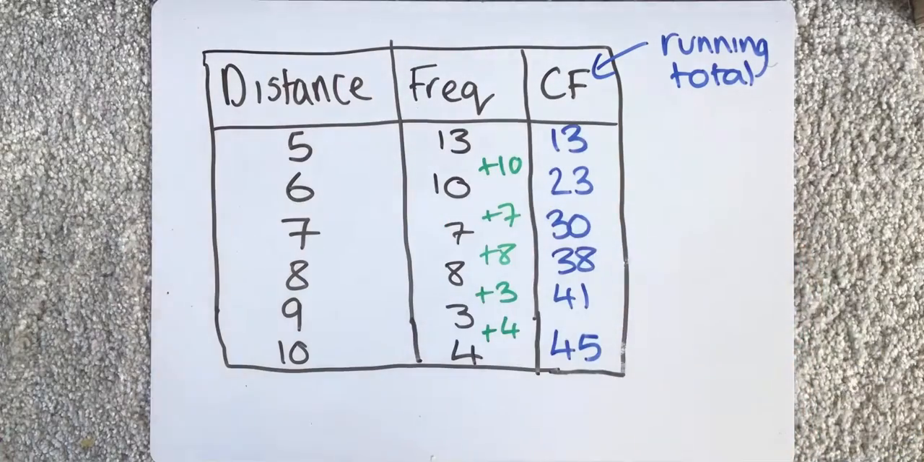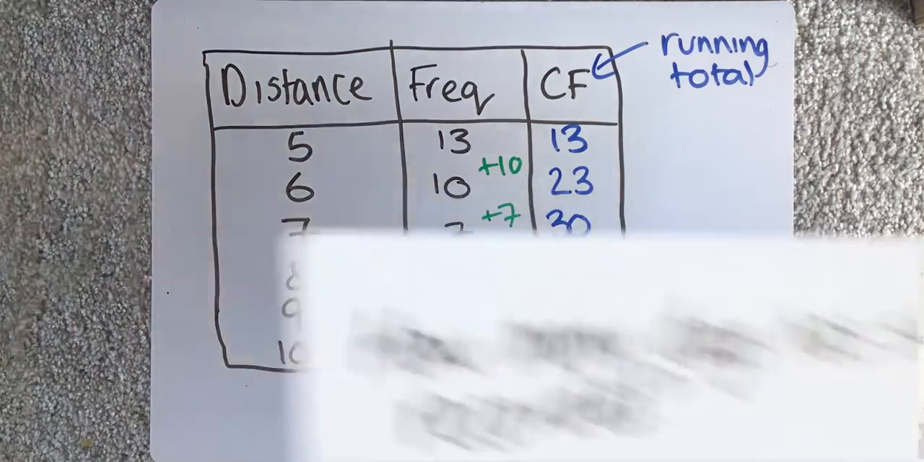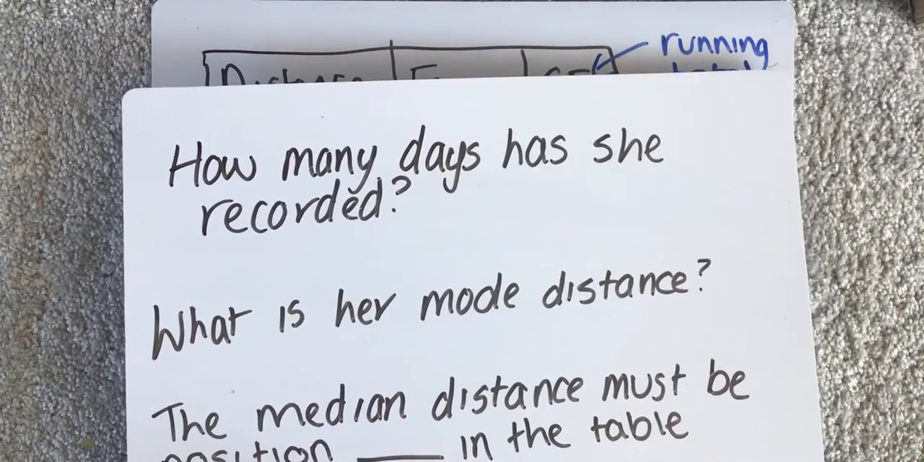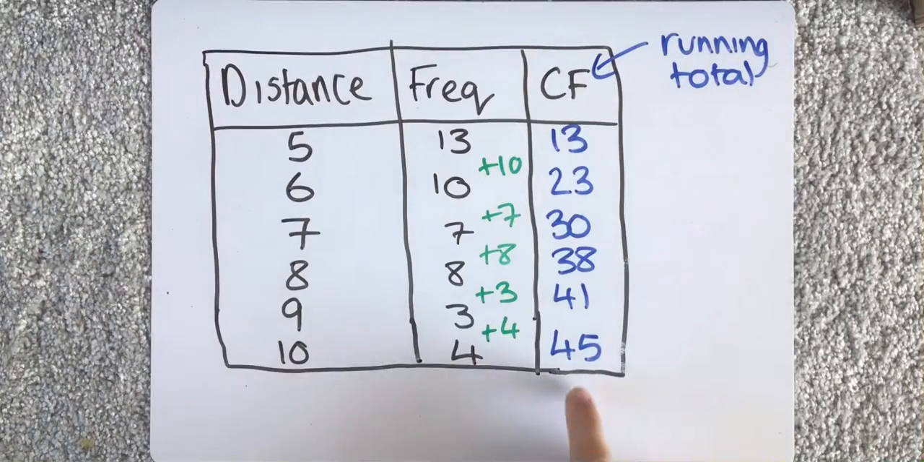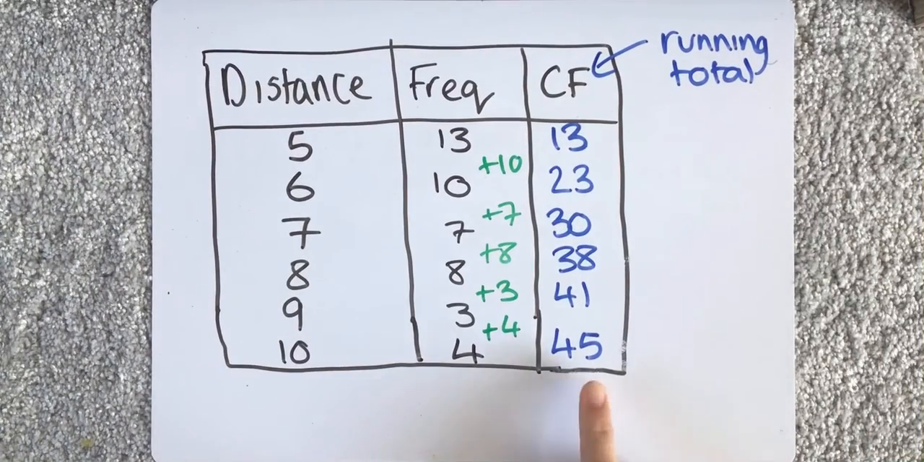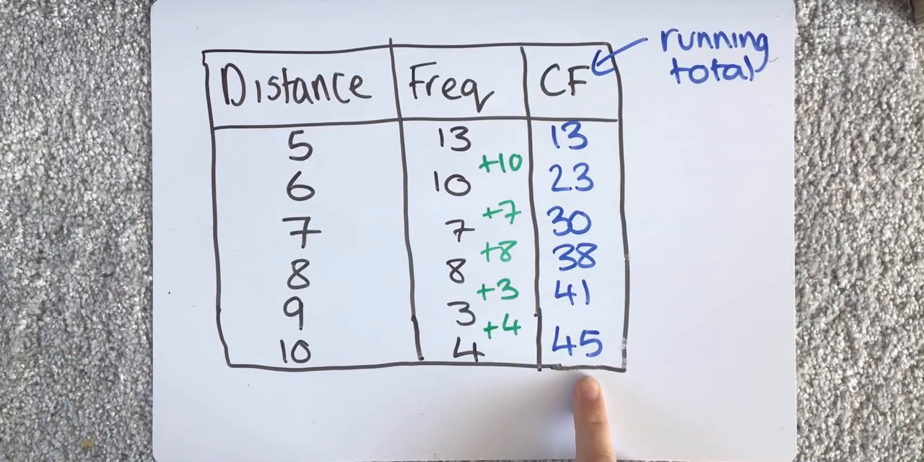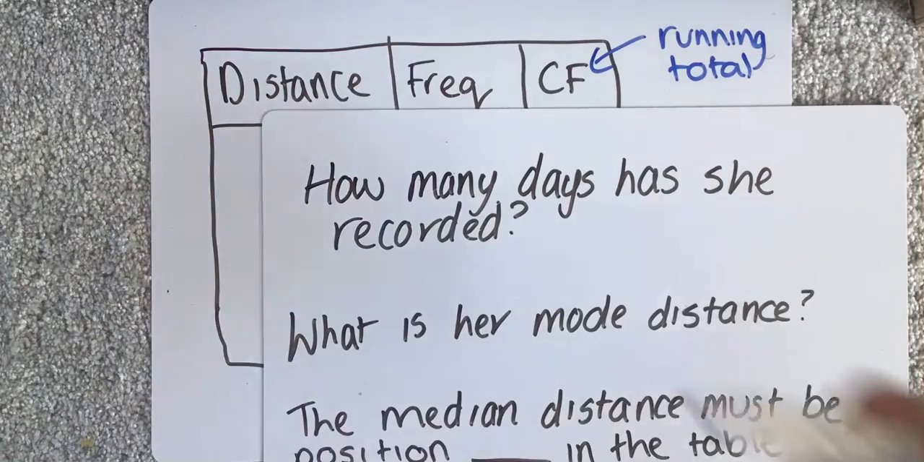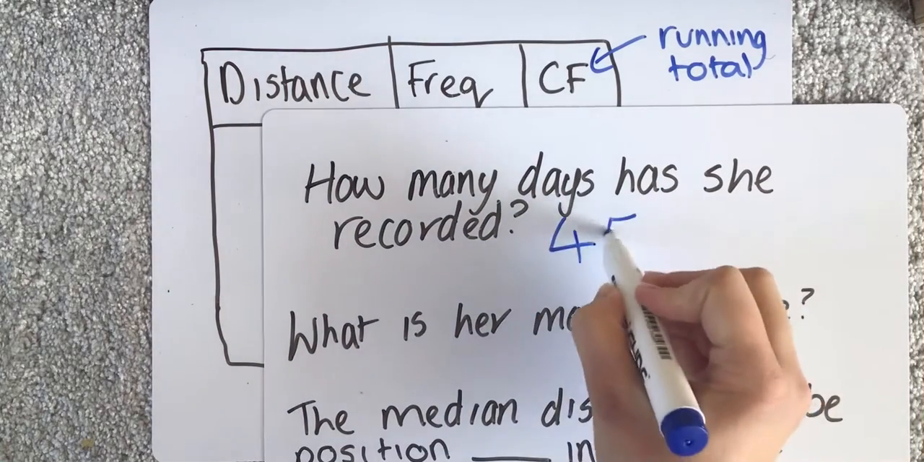And this is my running total. This tells me where all the positions lie. Then I've got to think about the different questions. Hopefully, this makes question 1 really simple. How many days has she recorded? Well, your total cumulative frequency is your total number of days. So in this case, I can say that she has recorded 45 days.